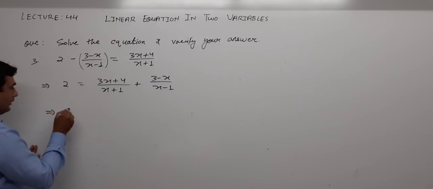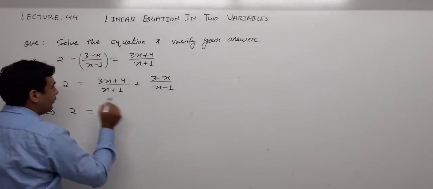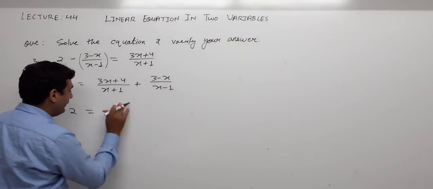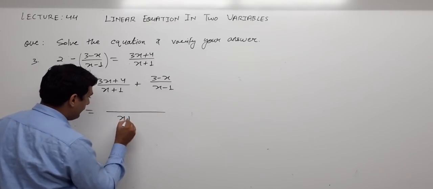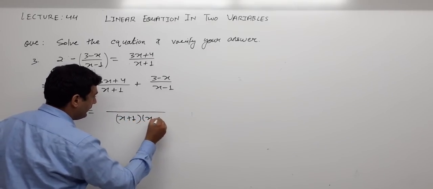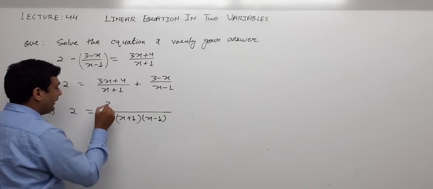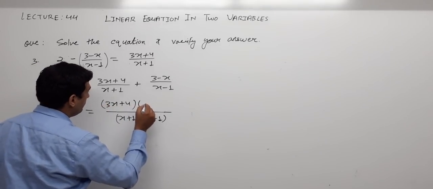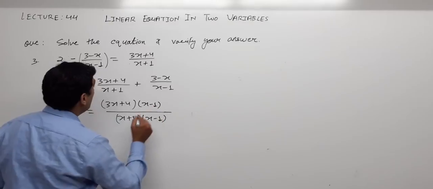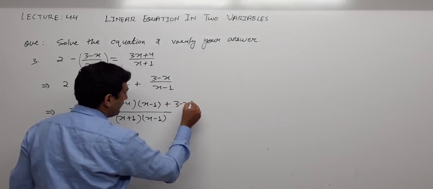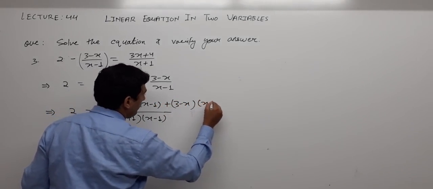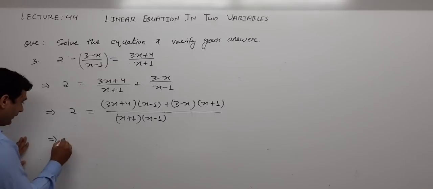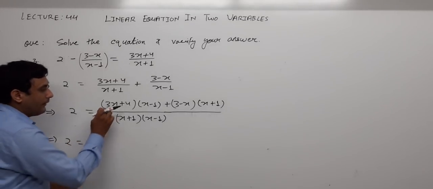Okay, so now this is 2 is equal to, over here now I have to cross multiply because I have to take the LCM. So the LCM in this case is (x plus 1) into (x minus 1), and over here I will get (3x plus 4) into (x minus 1) plus (3 minus x) into (x plus 1). Okay, so next I will get 2 is equal to, now over here I have to multiply.